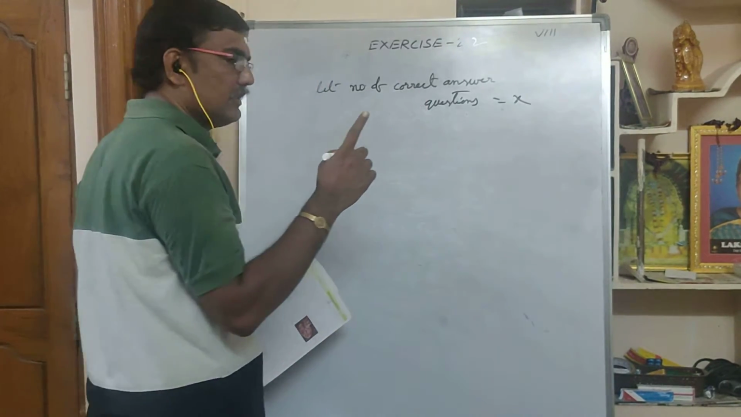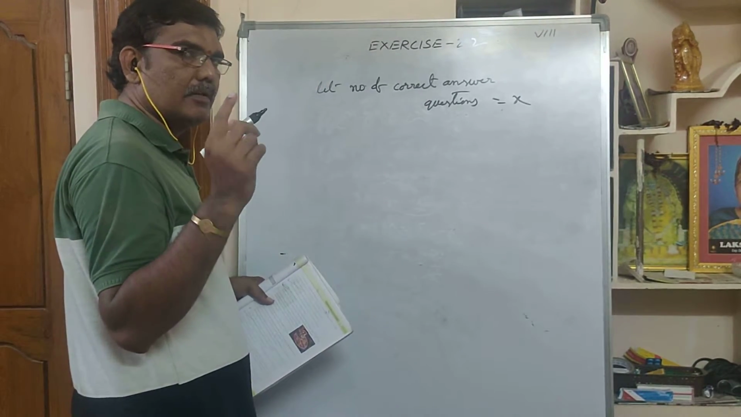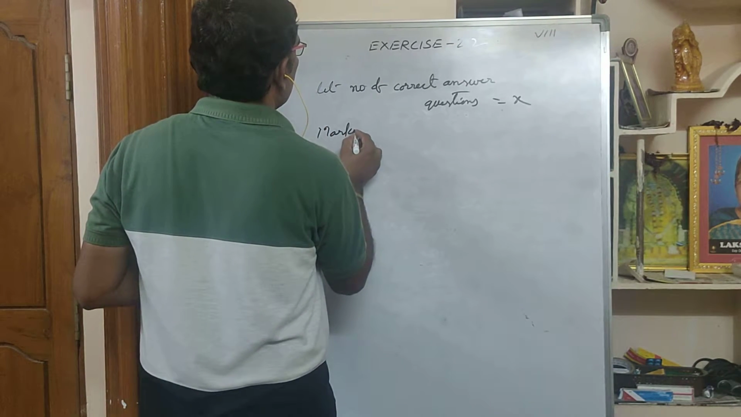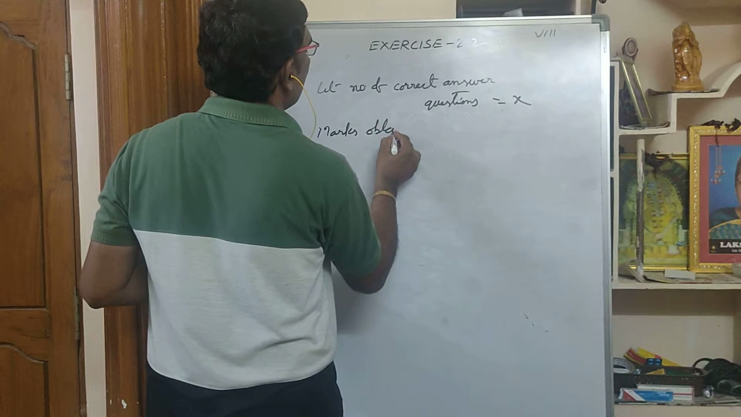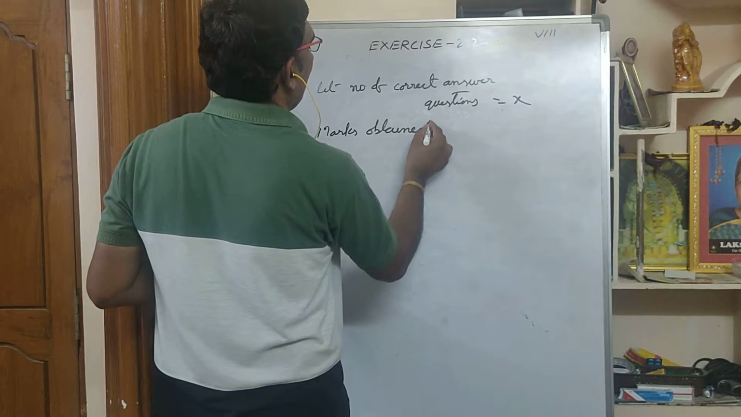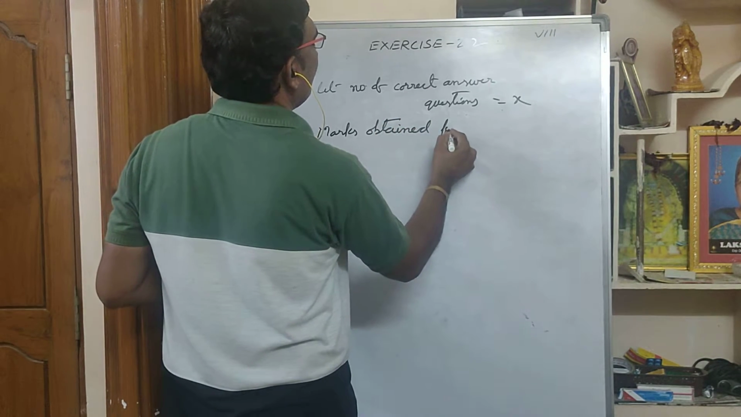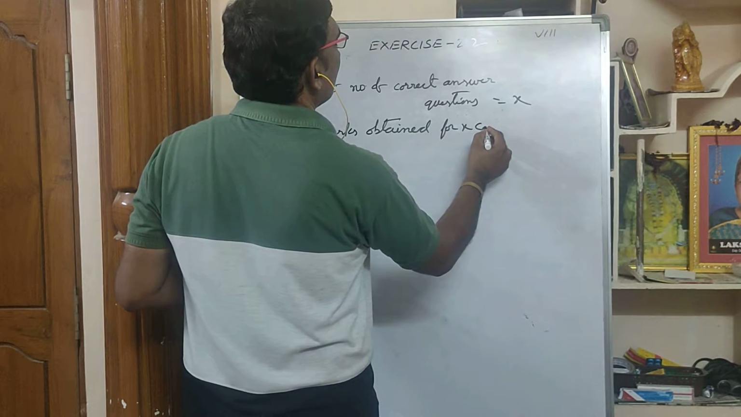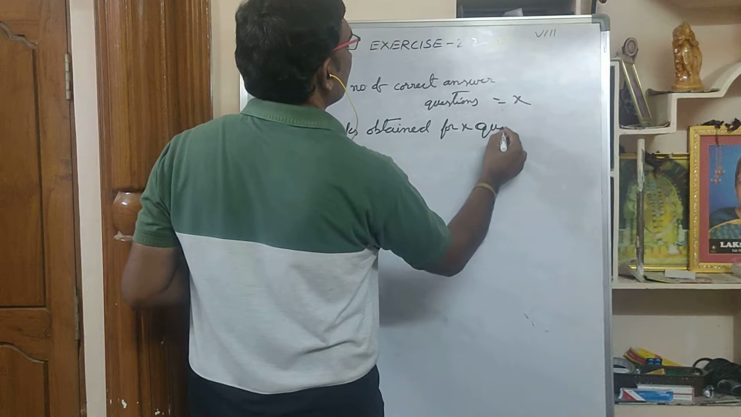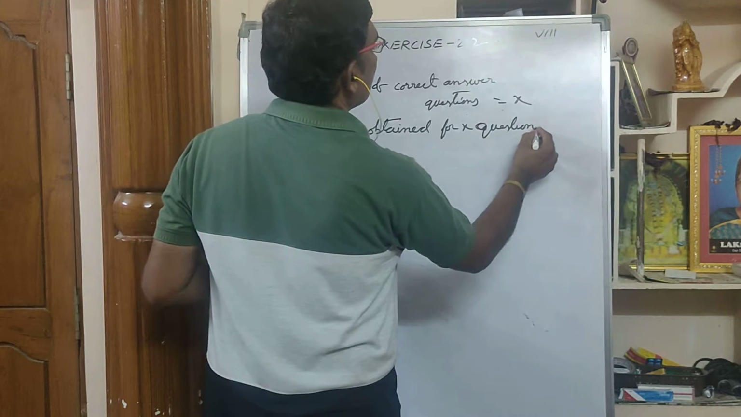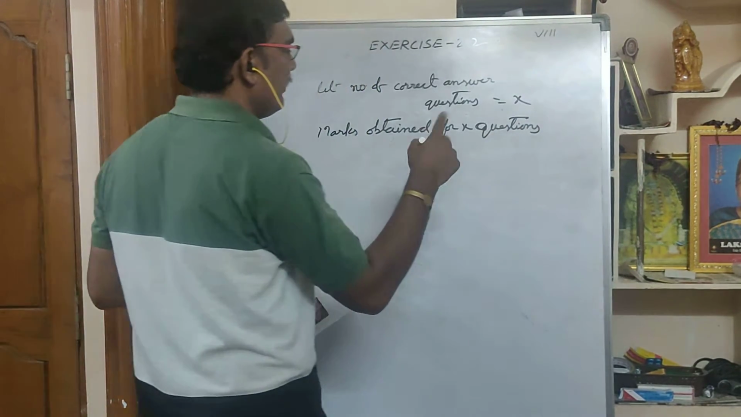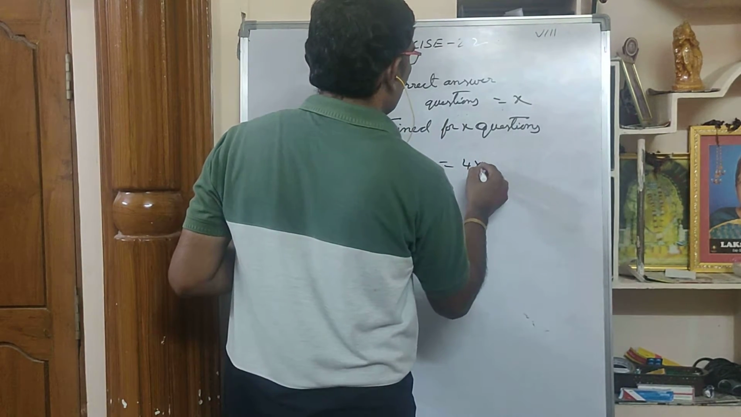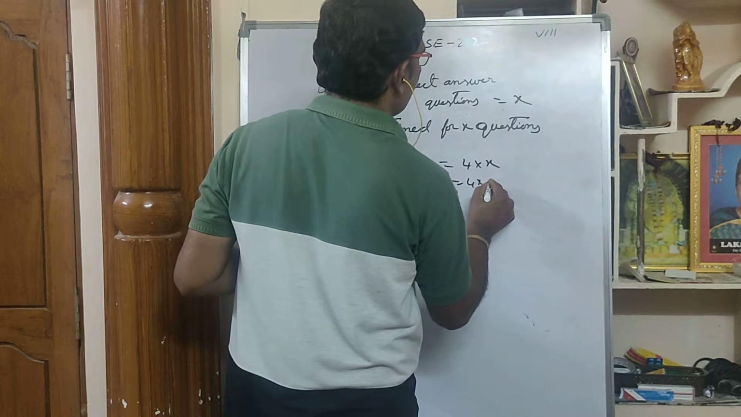So for every correct answer, how many marks will he get? 4 marks. So marks obtained for X questions. X questions he made correct. So for X questions, how many marks will come? 4 into X. 4X marks will come.